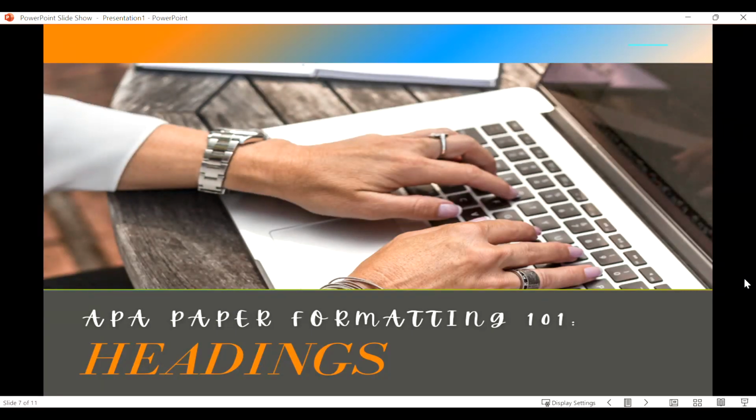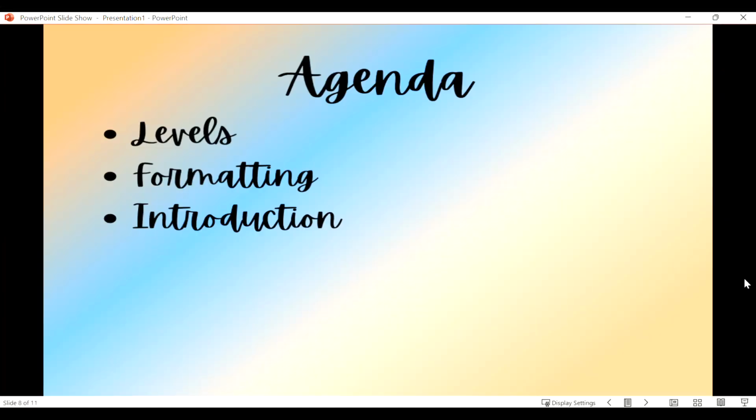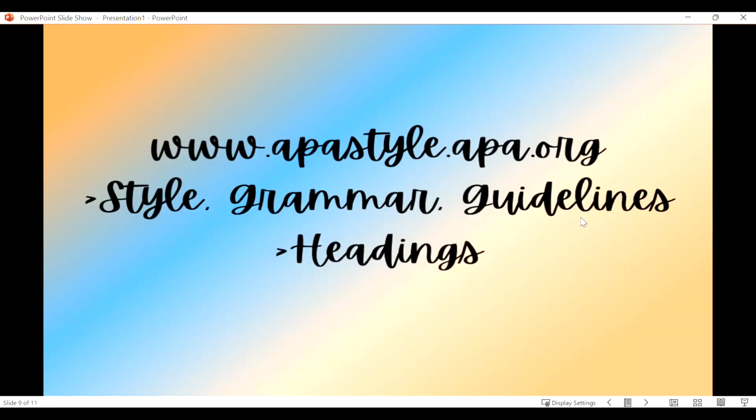Come from having to put headings into your paper. So let's not waste any time and dive right into what a heading is, how to format it according to APA, and when you might use different levels of headings, which is exactly what we're going to talk about. Levels and formatting, and the word introduction will be one of the things that we talk about.